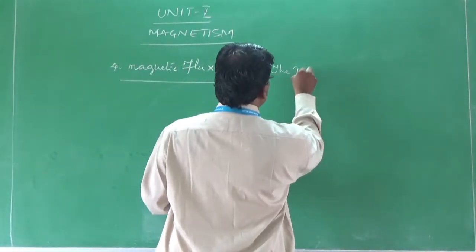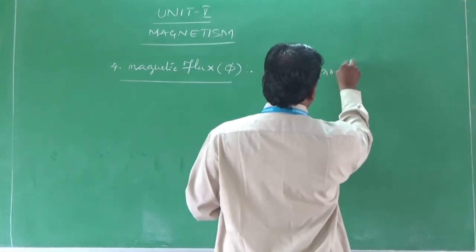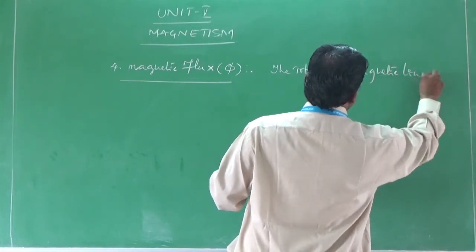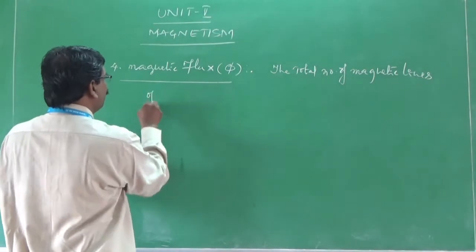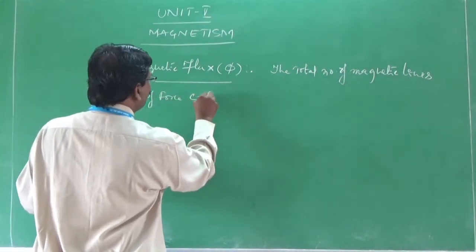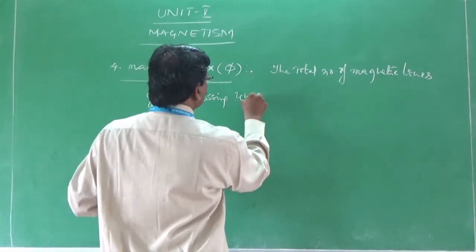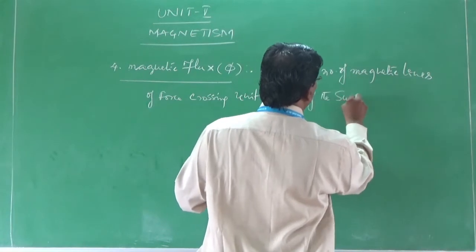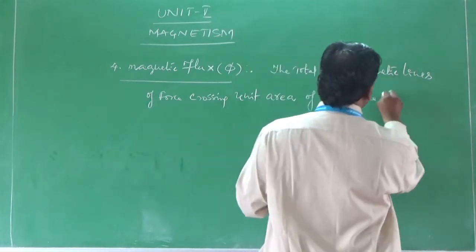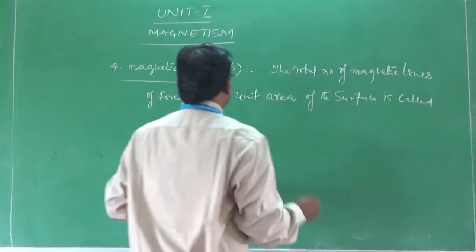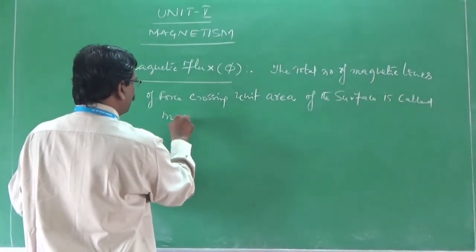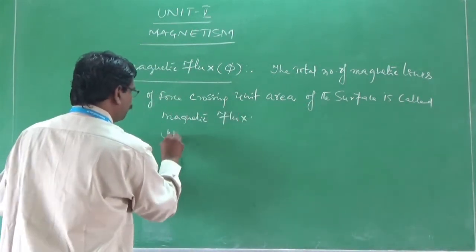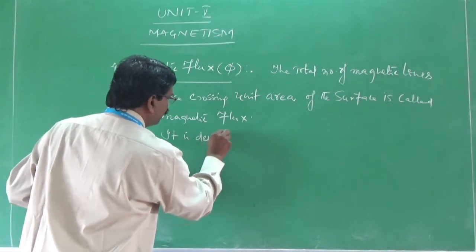The total number of magnetic lines of force crossing unit area of the surface is called magnetic flux. It is denoted by phi.